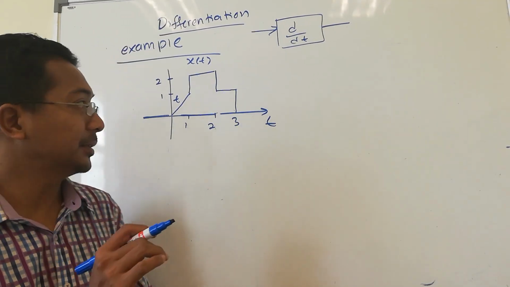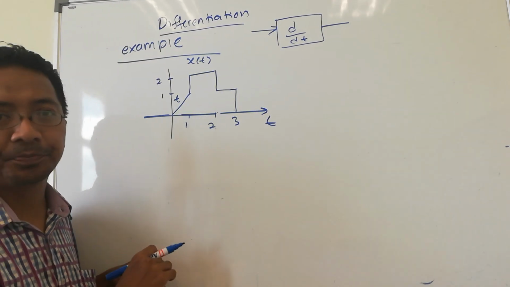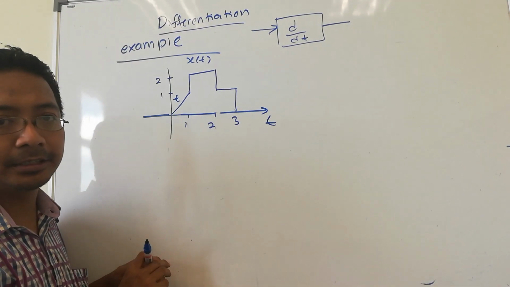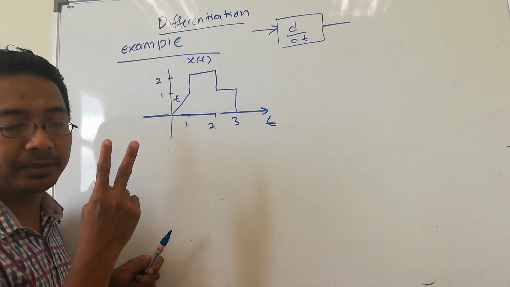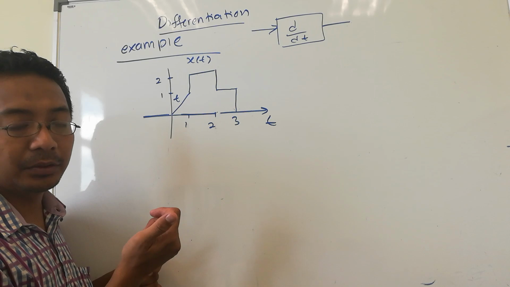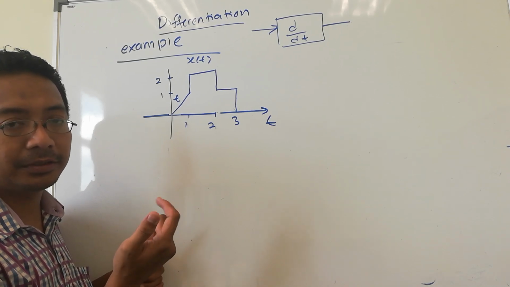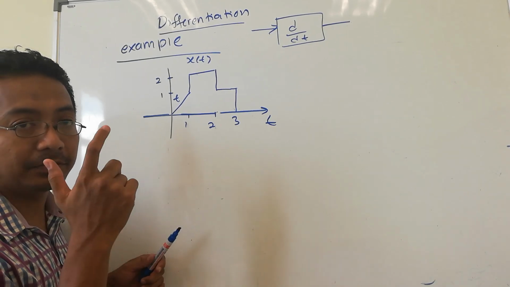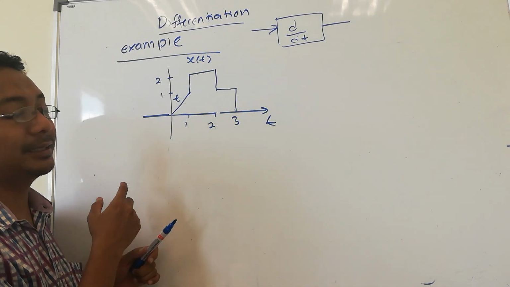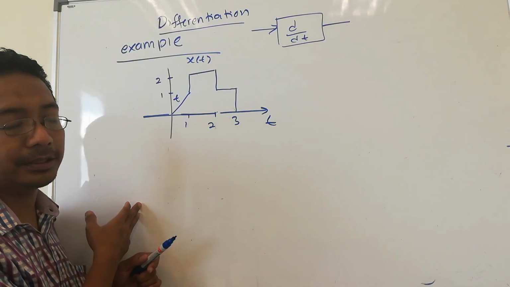Okay, hi everybody. I have explained about differentiation transformation, and we have two methods here: the mathematical equation, and also we can do differentiation in the graphical method. So we have two methods to solve differentiation. Now we take a look at an example.